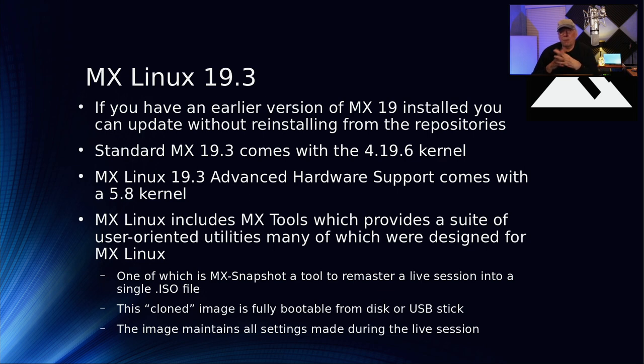However, if you want to install 19.3 and you already have an MX 19 installation, whether it be .1 or .2, you probably already have .2. You don't have to do anything. You can just update without reinstalling from the repositories to get this release. Now, I don't think that will automatically upgrade you to AHS, and I'm not quite sure if you have to reinstall for that or whether you can just install the kernel over it. That's a question I don't know the answer to. Standard MX comes with 4.19.6, however. And the advanced support, as I said, 5.8.